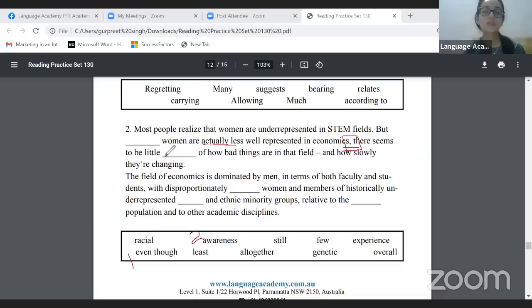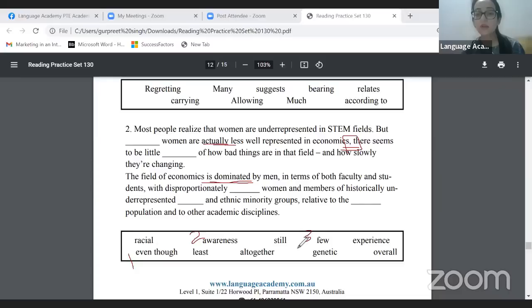The field of economics is dominated by men in terms of both faculty and students, with disproportionately dash women and members of historically underrepresented groups. So they say the field is dominated by men, disproportionately dash women and members of some group. So how many women? They are saying the field is dominated by men, so how many women are there? Obviously we'll say few women are there, because they say dominance is of men.